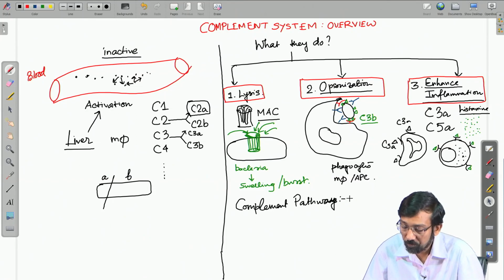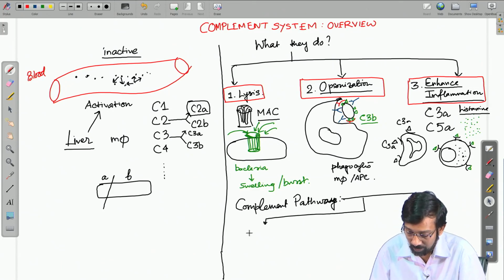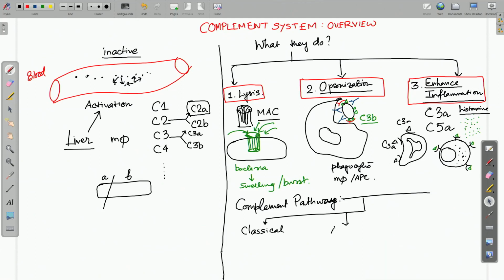The complement pathways can primarily be of three types. One, the classical pathway. Secondly, the alternative pathway. And thirdly, the lectin pathway. So, these are the three major pathways by which the complement activation occurs.